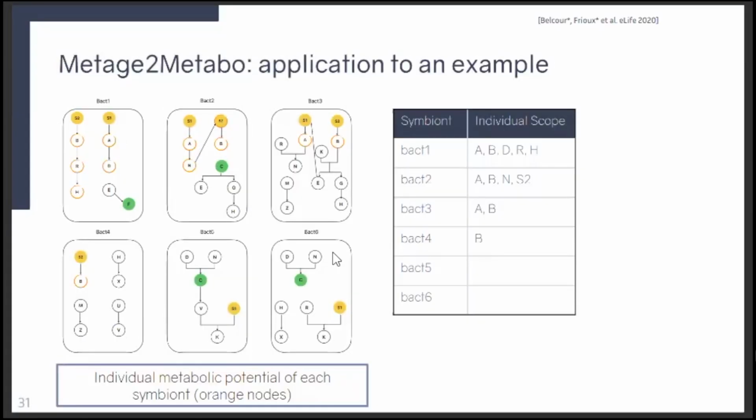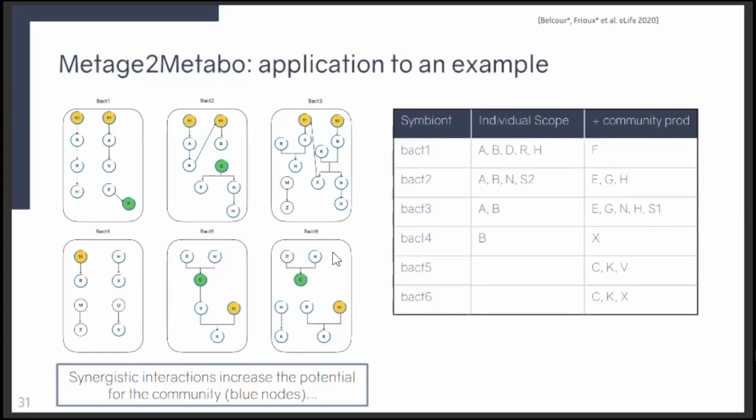So the pipeline will give you the information of the individual scope of each population, what it can produce in the S1, S2 environment. And then you will have the added value of the interactions between species within the community. So here, the blue compounds, and you see that many more compounds are reachable when you take into account possible interactions.